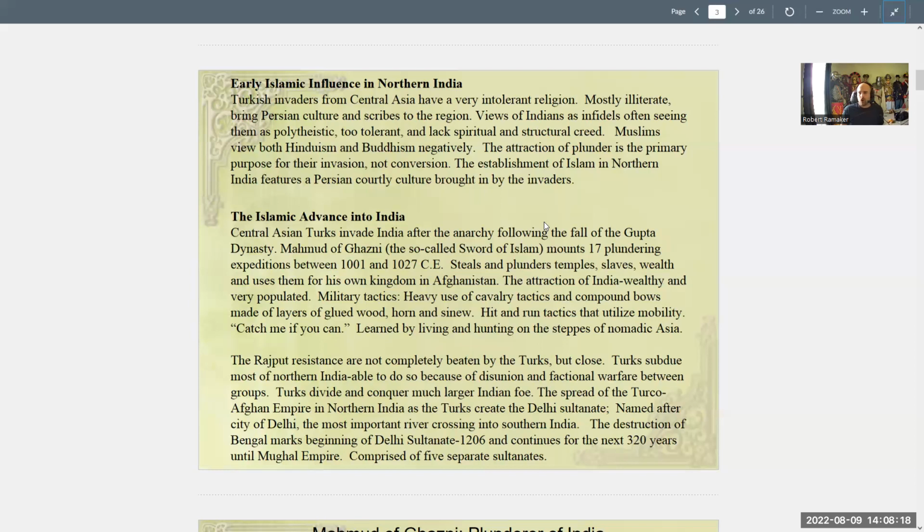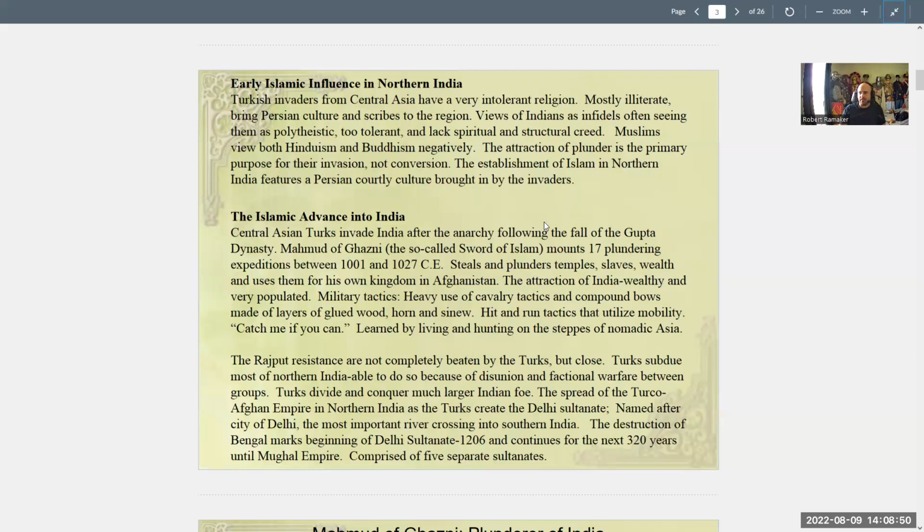And so there are some Indians that are able to put up a pretty fierce resistance. The Rajputs, especially in the West, really end up fighting a war of attrition against the Turks that drains both sides almost dry. The Turks didn't have as many problems with northern India. They were able to conquer most of that fairly easily. And so by dividing and conquering the larger Indian foes, eventually the successors of Mahmud of Ghazni are able to take over large segments of northern India.